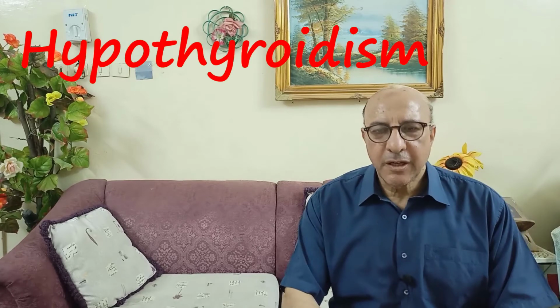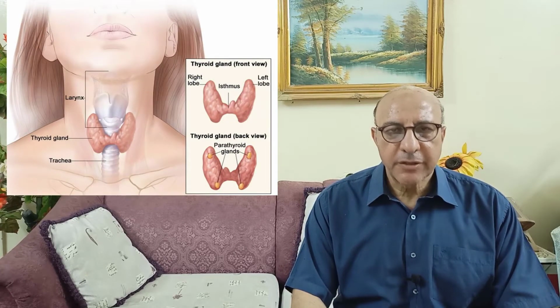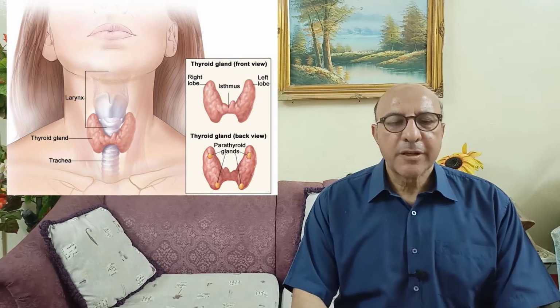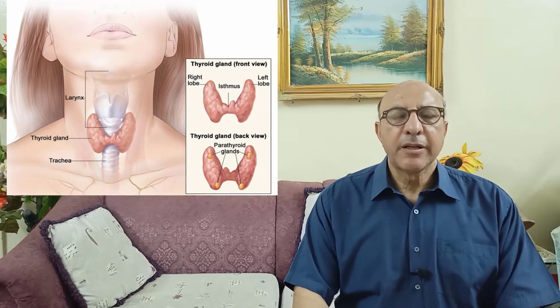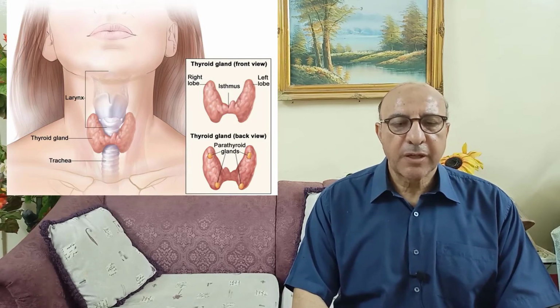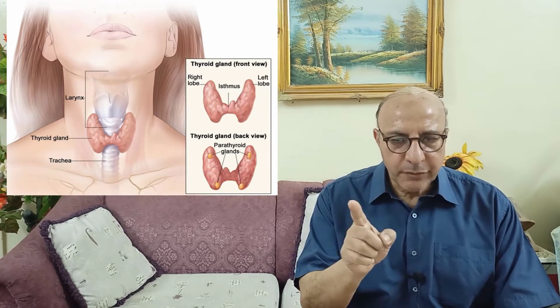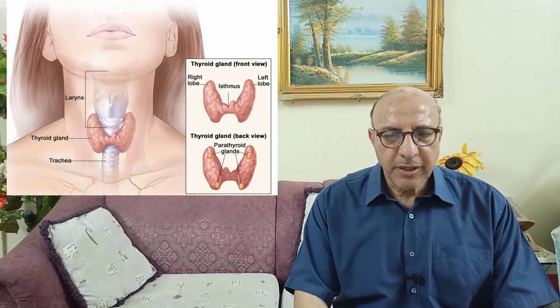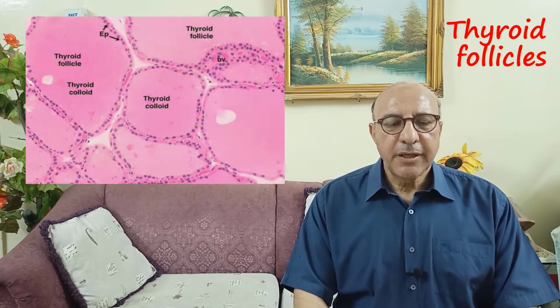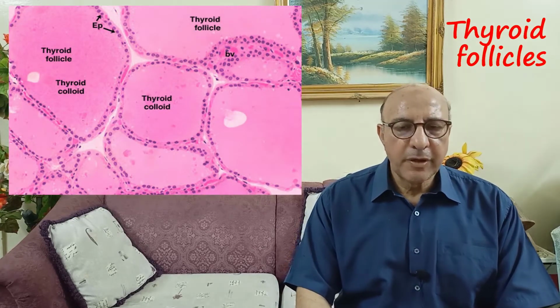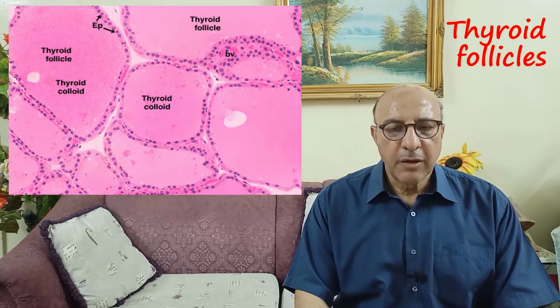Today we'll be discussing hypothyroidism, and we'll start by reviewing the thyroid gland anatomy. The thyroid gland, as you can see here, is situated in the front of the neck, in front of the trachea, and it is composed of two lobes, right lobe and left lobe, joined by an isthmus. The gland consists of multiple thyroid follicles.